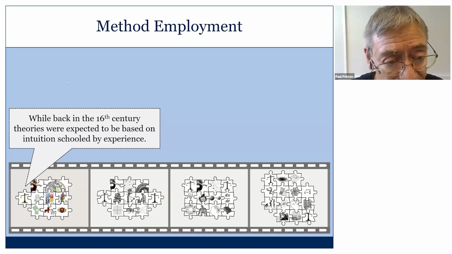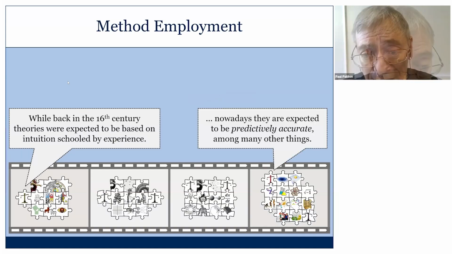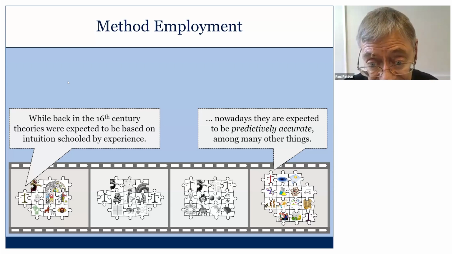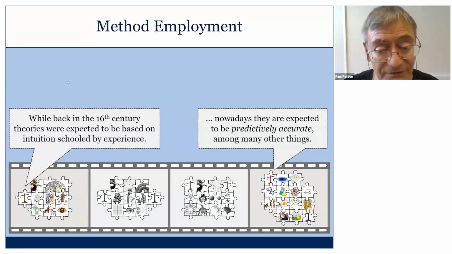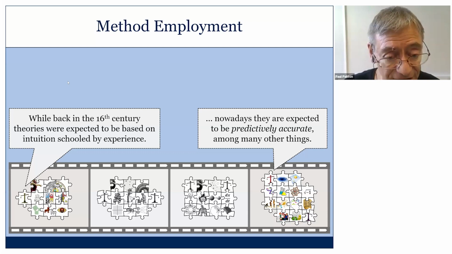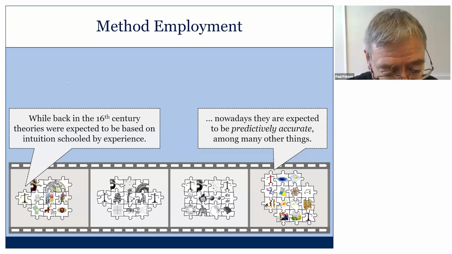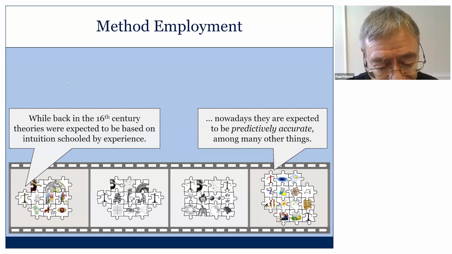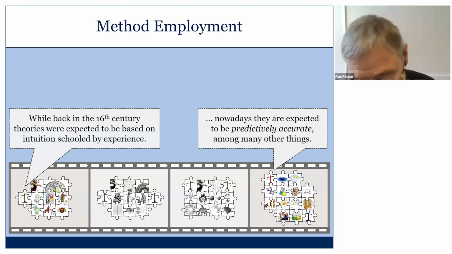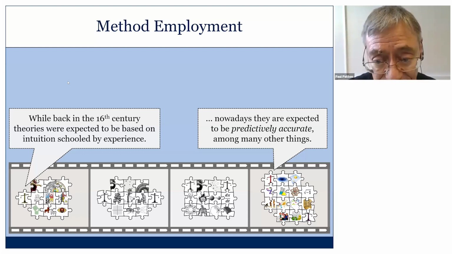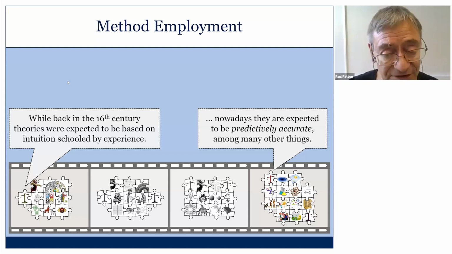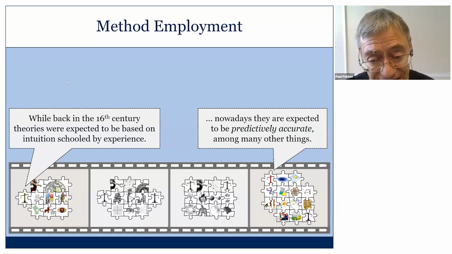And so we might reject it as contrary to our intuition. Nowadays, theories are expected to be predictively accurate, among many other things. An example of that is Einstein's theory of general relativity, which predicted the bending of starlight by a strong gravitational field, like the gravitational field of the sun. That was tested by observations of the sun during an eclipse, which measured the bending of starlight, and it turned out the results exactly matched Einstein's predictions, and that led to the acceptance of relativity theory. Okay, so predictive accuracy is an important modern method.